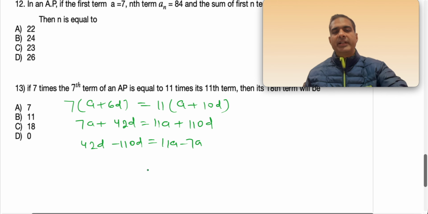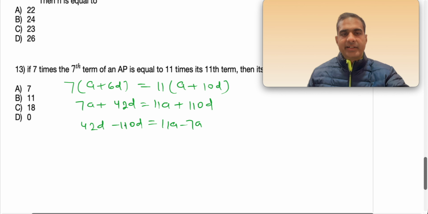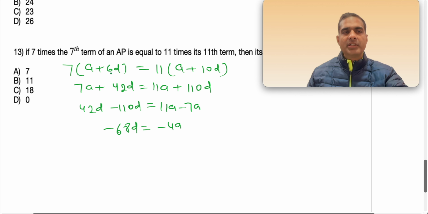So 42 minus 110, so if I add 60, it will be 102, and we have to go till 110, so 8 more, so minus 68d is equal to 11a minus 7a. Sorry, 11a minus 7a is 4a. So if we bring 68d to the right hand side, we will get 4a plus 68d is equal to 0. Divide by 4 on both sides, so a plus 17d is equal to 0.